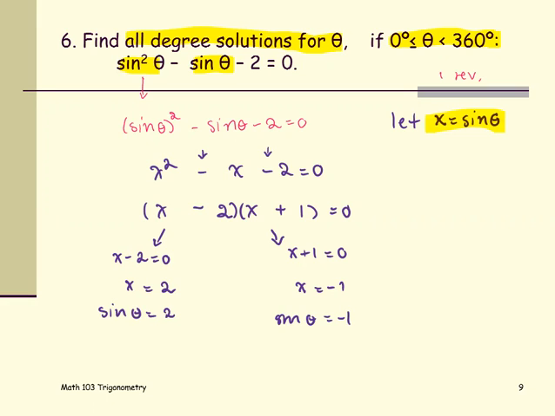Recall the sine value will be between negative 1 and positive 1. Make a note here. The range of the sine function is between negative 1 and positive 1. So for any angle theta, the sine value will never be greater than 1 or less than negative 1. Therefore, there is no solution for the equation sine theta equals 2.